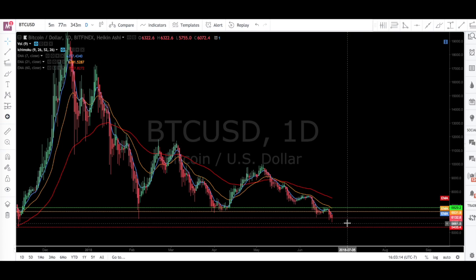Others may disagree, or see some of the same things but not necessarily agree with what I'm saying. That's, again, the art of technical analysis on the charts.